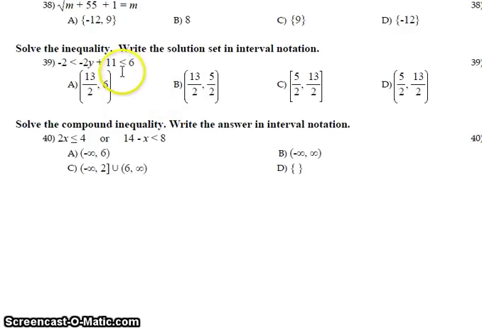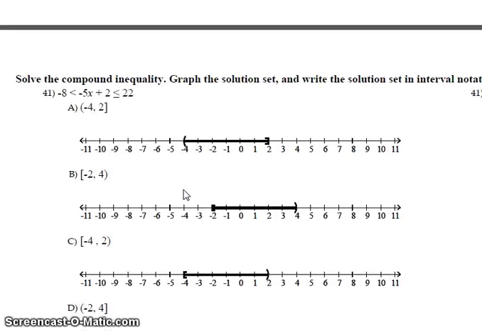A compound inequality, remember, you're working with the inside, this middle part. Subtract 11, divide by a -2. Now please remember, whenever you divide by a negative, you have to reverse the order of the signs. It's very important. Okay. All right.